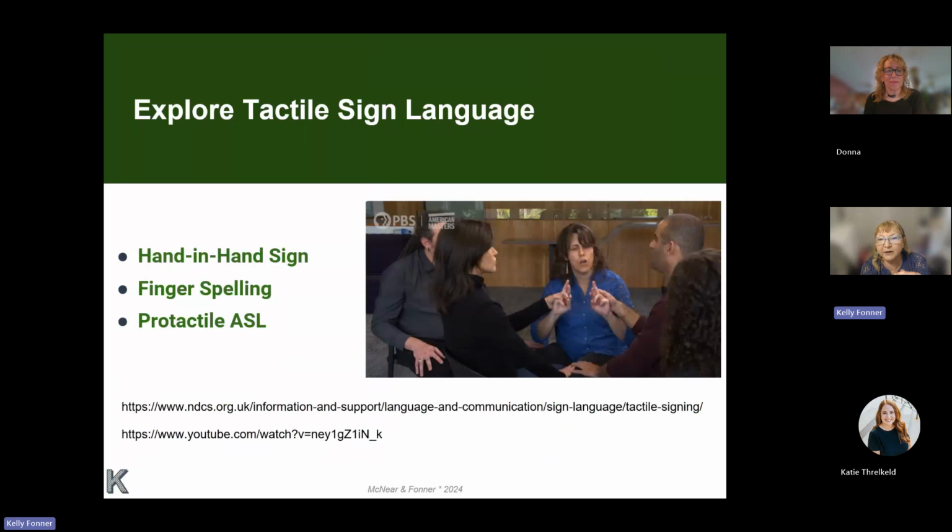And then, of course, as I mentioned earlier, another one of the universal uses of tactiles that we forget to put into this area is hand-in-hand sign. And we've given you some nice links to videos to look at sign language that's done in hand, finger spelling, and what's often referred to as Protactile American Sign Language, or ASL.